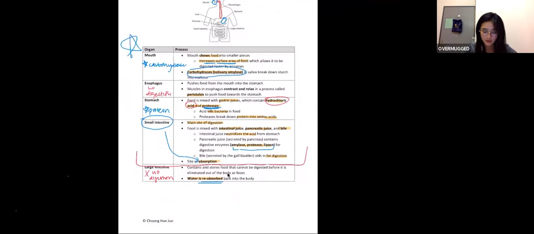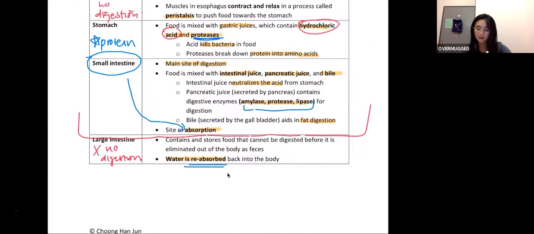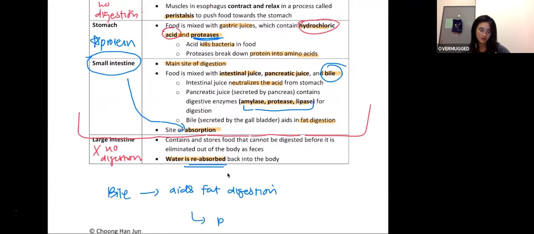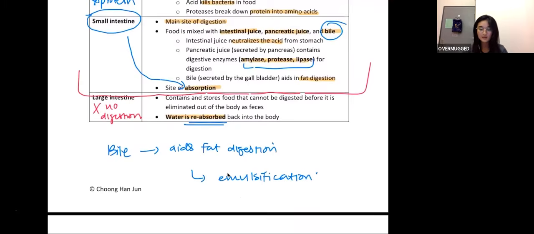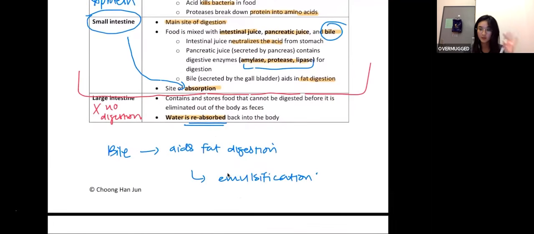Okay, important. Now, last one, I want to go back to bile. So remember bile, it aids fat digestion through a process called emulsification. If you're a lecturer who has never heard of this, then ignore it again. But if you've heard of this but forgot, then yes, please remember it.